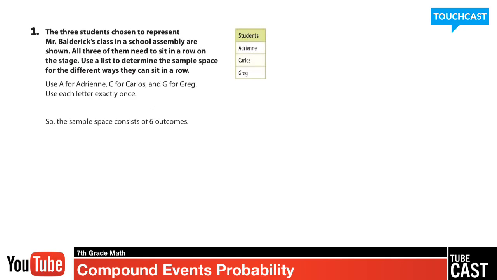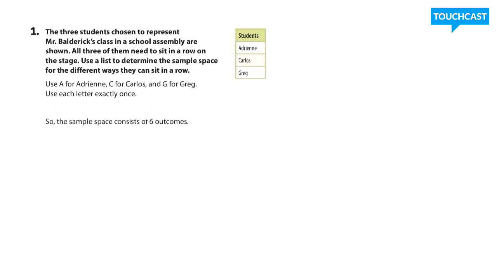Hey, we are talking today about compound events having to do with probability, which we've been studying in 7th grade math. So let's look at this problem. It says the three students chosen to represent Mr. Balderic's class in a school assembly are shown. All three of them need to sit in a row on the stage.